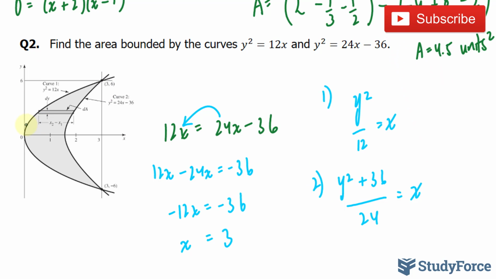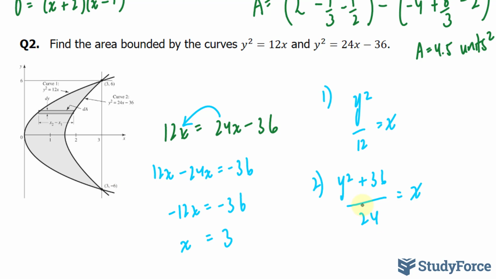According to this visual, this is my upper curve and this is my lower curve. So what I'll do is subtract this from this. And also what I have to do is find the lower and upper bounds along the y-axis. To do that, all I do is take this number and place it into any one of these equations. If I take 3 and place it into this equation, I end up with 36, and the square root of 36 is plus or minus 6.